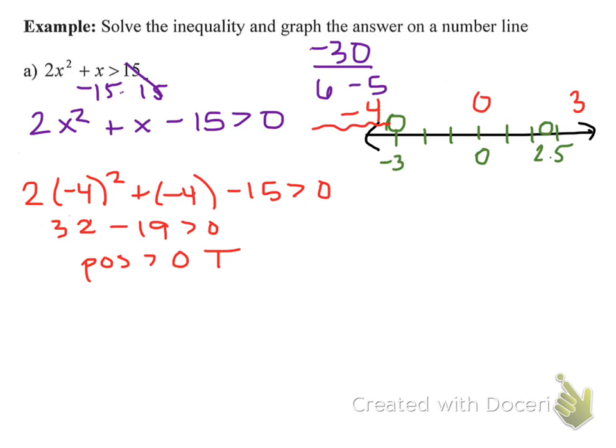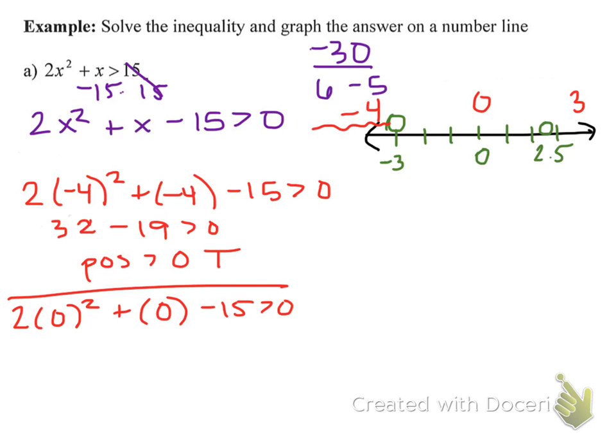So we're going to shade to the left, which indicates that if I picked any value to the left of negative 3, it would be true. Next, we'll test 0. So I have 2 times a 0 squared plus 0 minus 15.